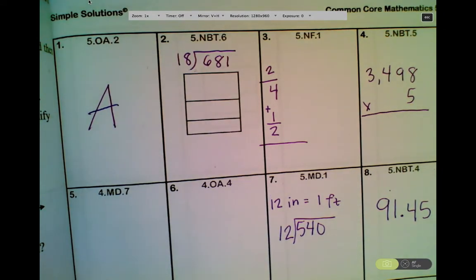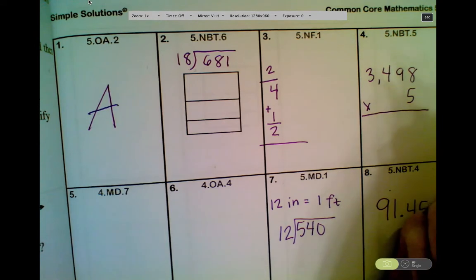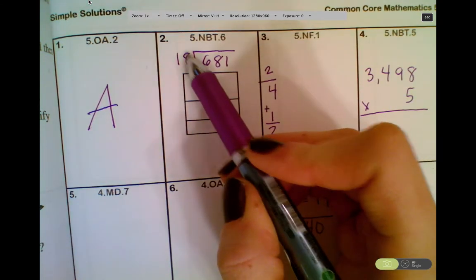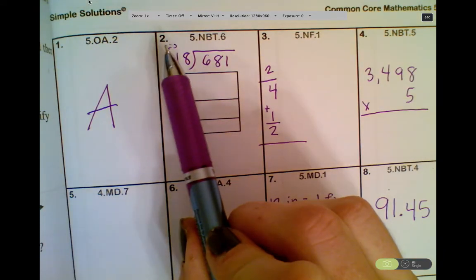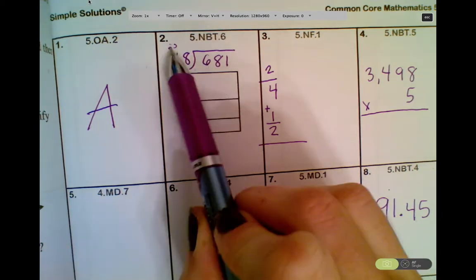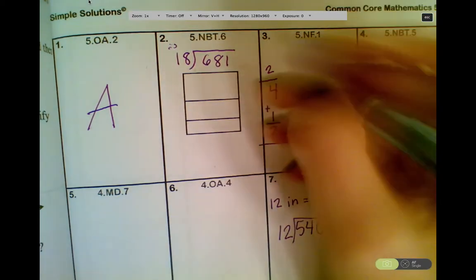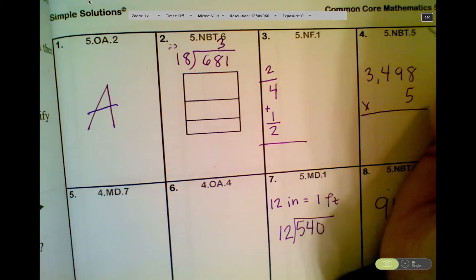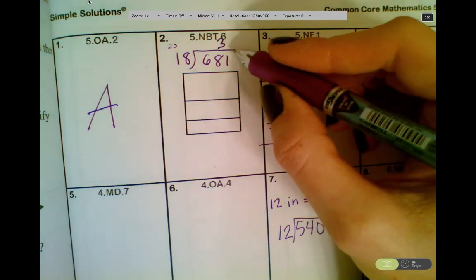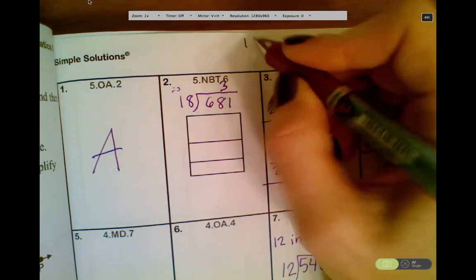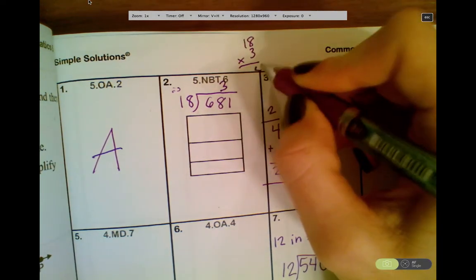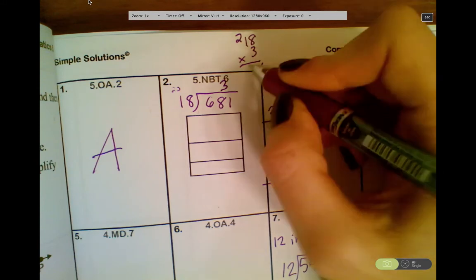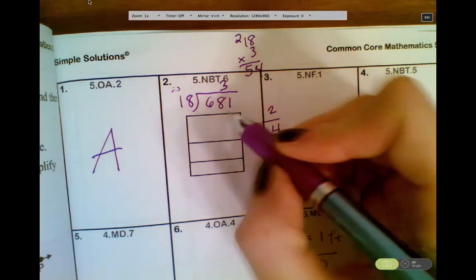Number 2, solve 681 divided by 18. To do this one, I saw that 18 is very close to 20, so I tried to think of it like a 20. And I know that 20 would go into 68 3 times. So that's where I wanted to start. Off to the side, though, I need to do 18 times 3 to see if it gets me close to 68. And 18 times 3 is 54. So I know that was very close.